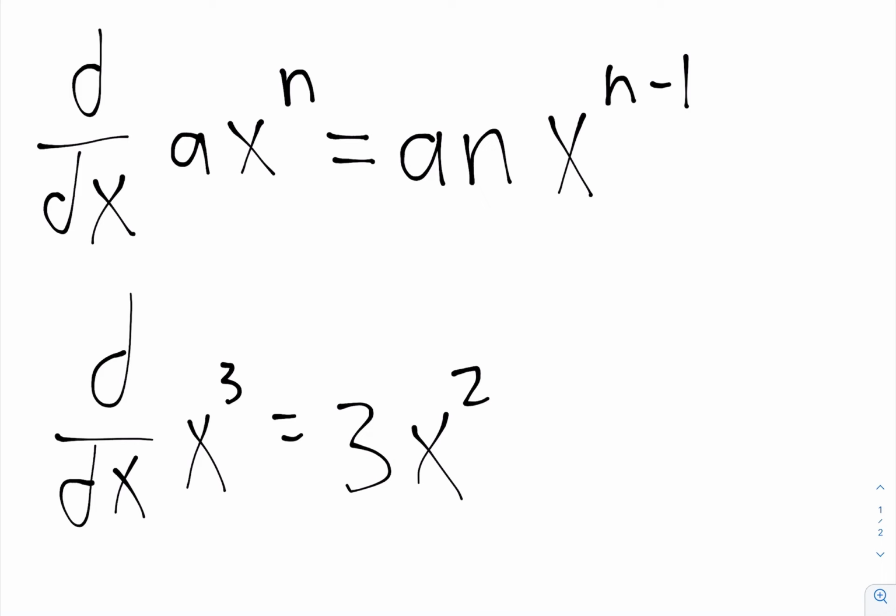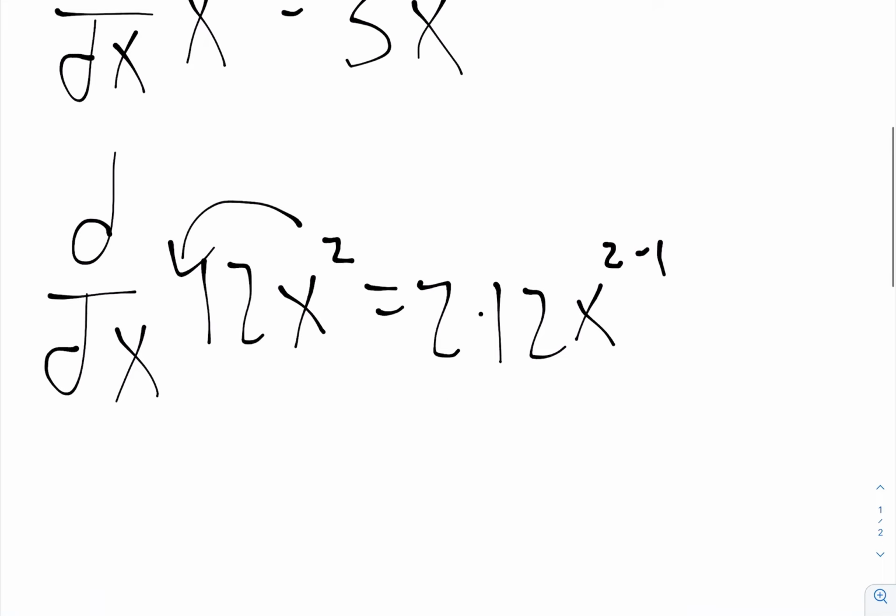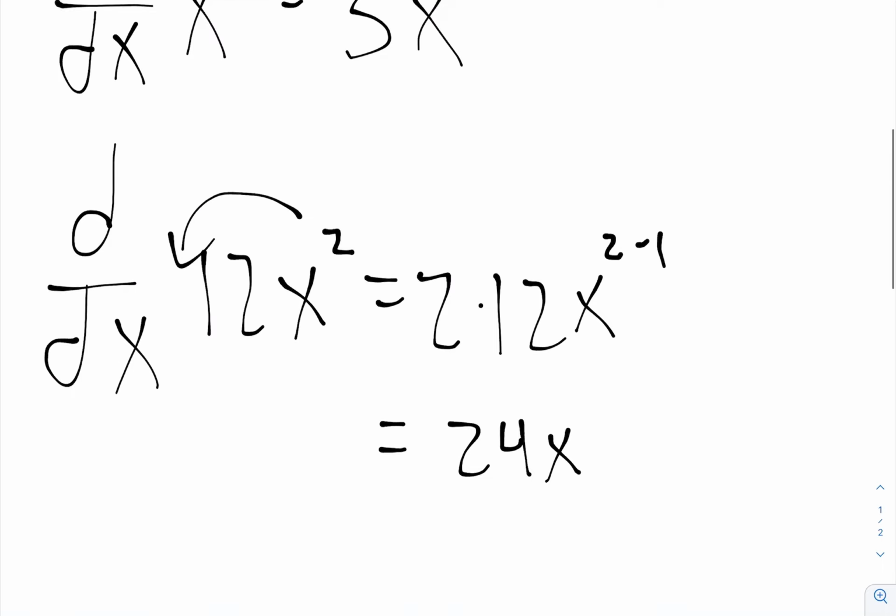Okay, let's do another example. Let's do d by dx of 12x squared. Okay, so we're going to bring the 2 out front, multiply it by 12. So this is really 2 times 12, x to the 2 minus 1. So this is going to be 24x to the first, or just 24x.